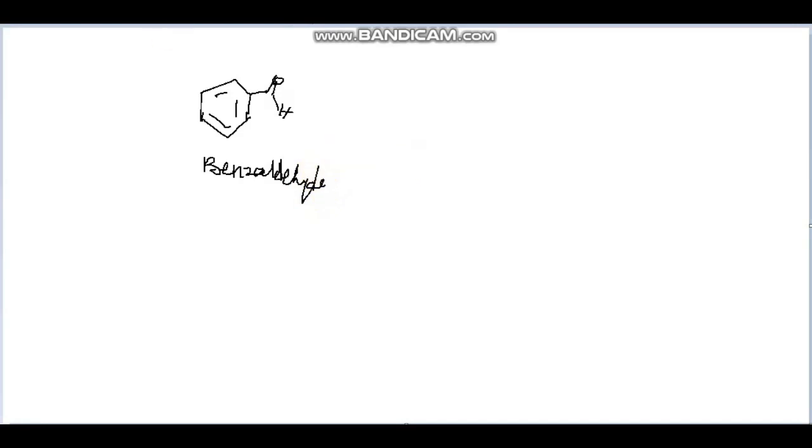If you have a benzene ring with a carboxylic acid functional group bonded to it, so you have OH instead of aldehyde, we call it benzoic acid. So take note, benzoic acid is when you have a carboxylic acid functional group bonded to a benzene ring.